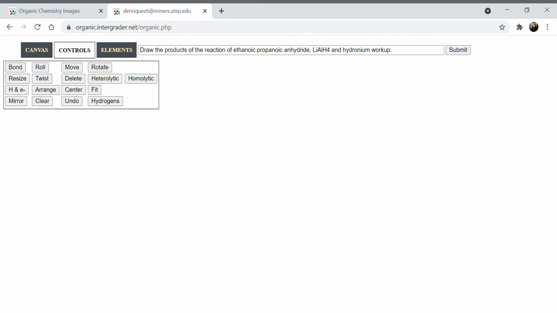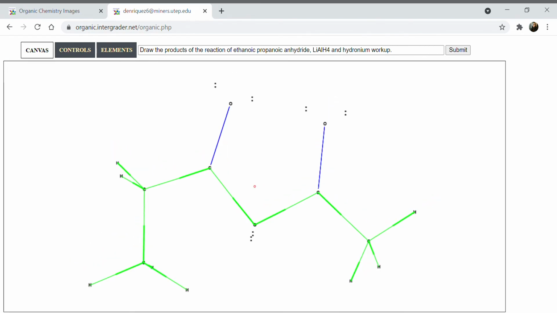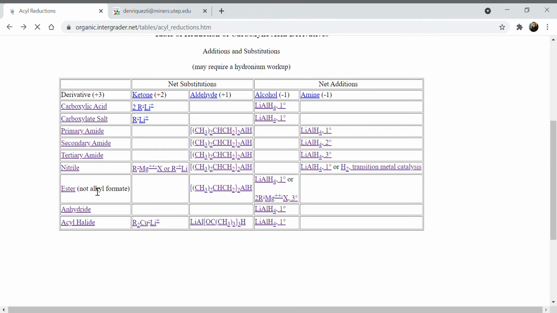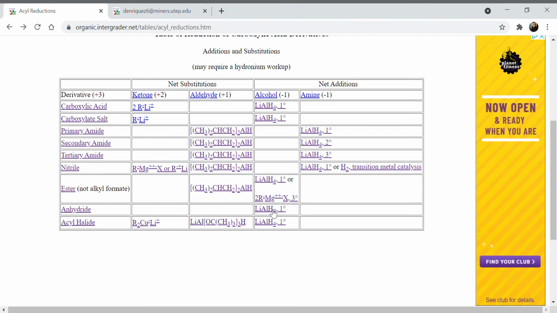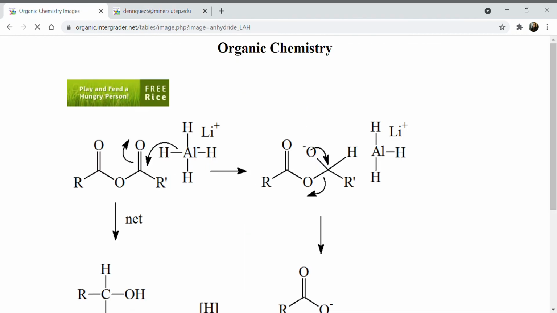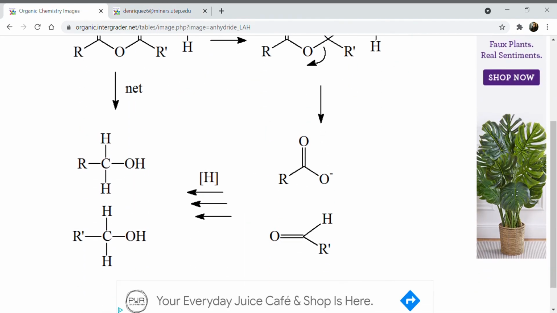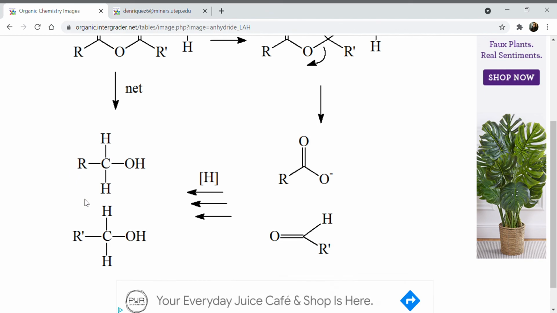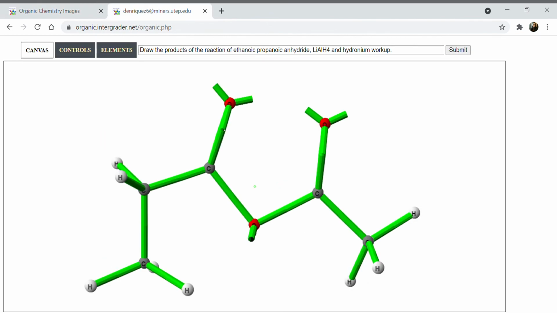So I'm going to go to my chart, and I have an anhydride. This is the only one that's mixed with, and yep, lithium aluminum. So I have these two outcomes. They're exactly the same, except one R group, as we saw, was propane and the other one was an ethyl. So I'll go ahead and start working on that.